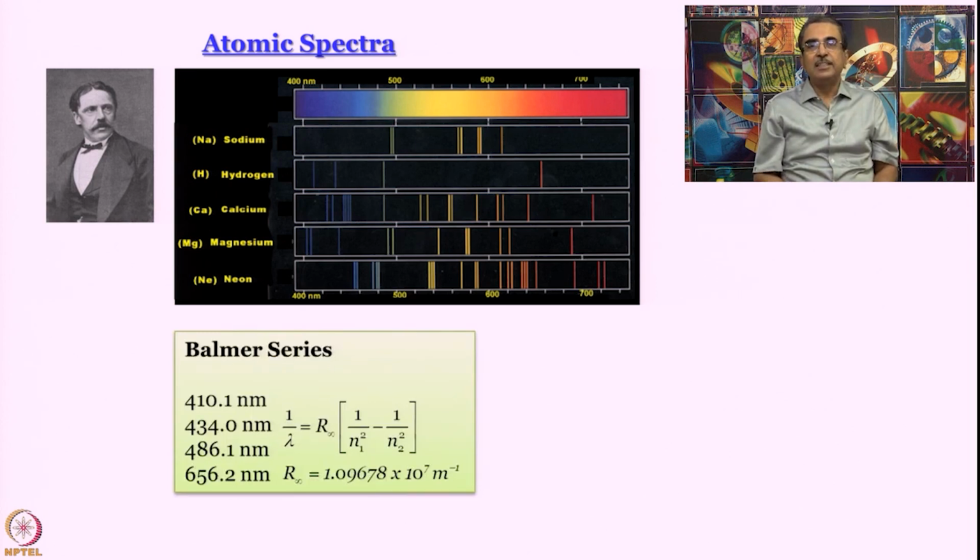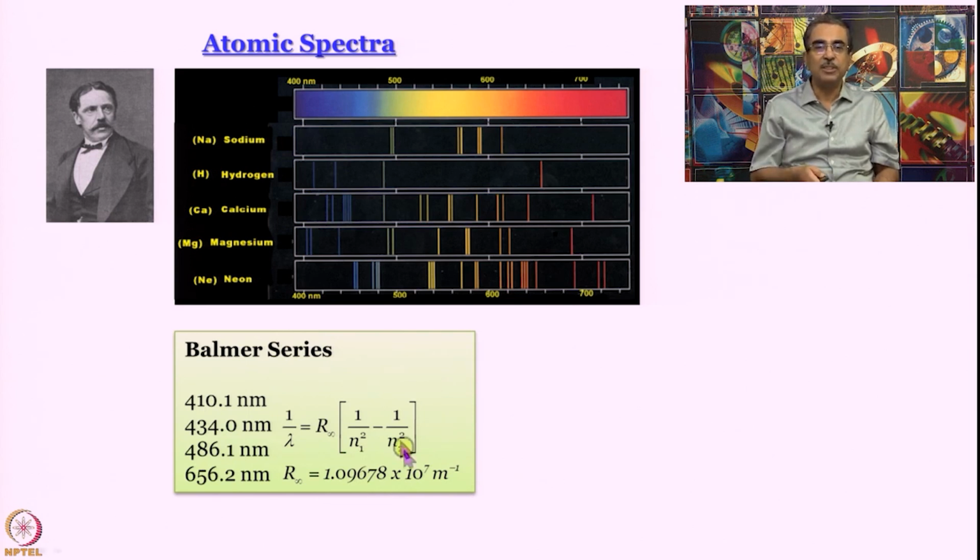So, to explain these lines, what one can do is write an empirical equation like this. For each of these spectral lines, wherever they occur, the wavelength, 1 by lambda or wave number, is given by R infinity, called the Rydberg constant, multiplied by 1 by n1 square minus 1 by n2 square, where n1 and n2 are 2 integers 1, 2, 3, 4, and so on, completely empirical. The question is why, where does this come from?